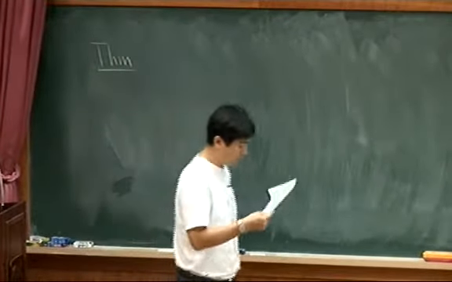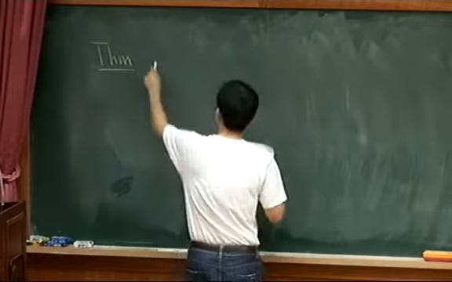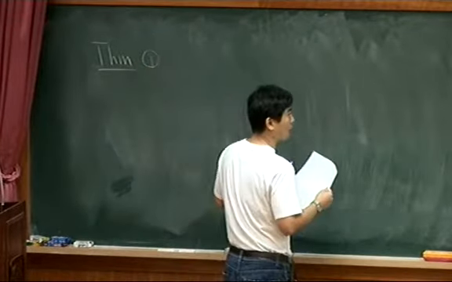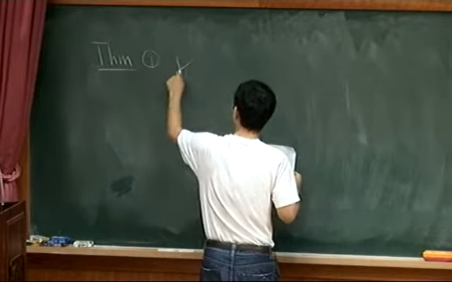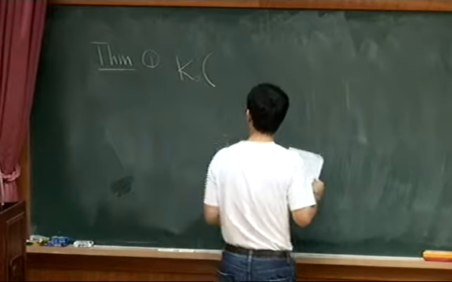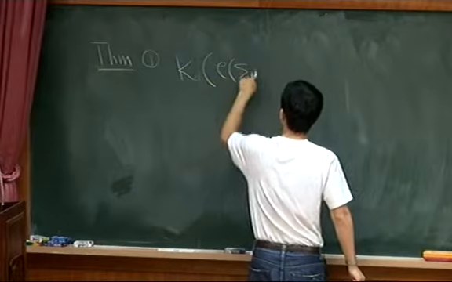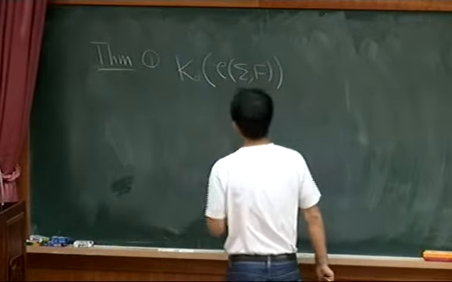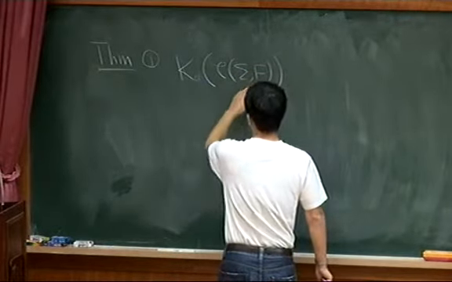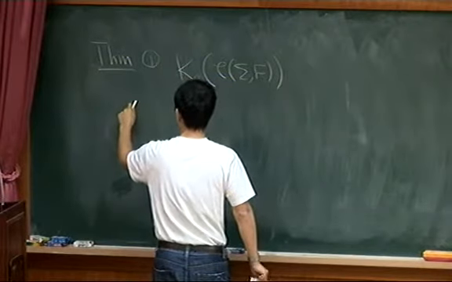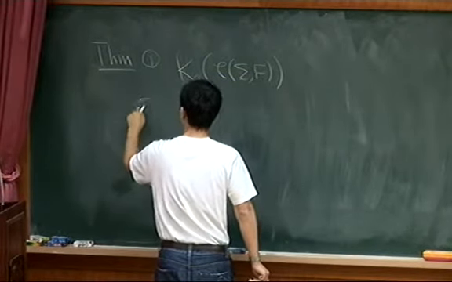Okay, so the first theorem is the computation of this Grothendieck group. The notation is usually K0 of something. So if you look at K0 of C sigma F, you can actually calculate it for any kind of configuration. But for simplicity, let's assume that the boundary of sigma is connected.